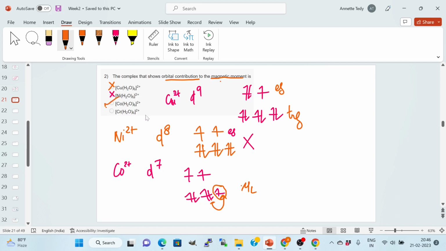Let's look at this one also, chromium 2 plus. Chromium 2 plus is d4. So 1, 2, 3, 4. Here also, the unpaired electron is in EG, so it is not possible. Here unpaired electrons are there, but all are of the same spin. Therefore, here also there is no orbital contribution. So this is also not the answer. So only option C is the right answer. Is this question clear?